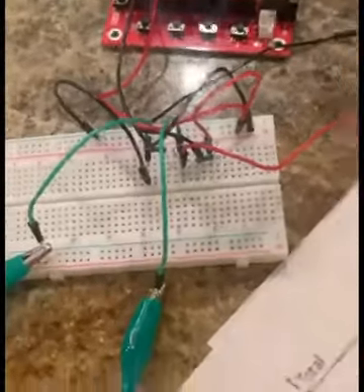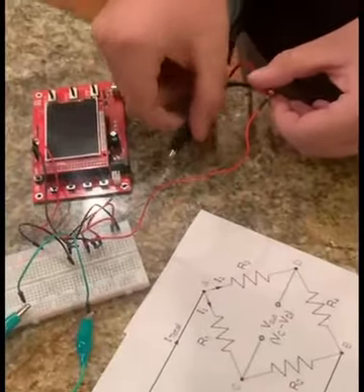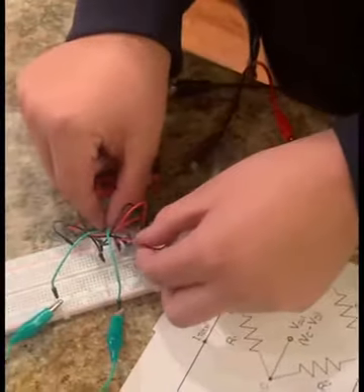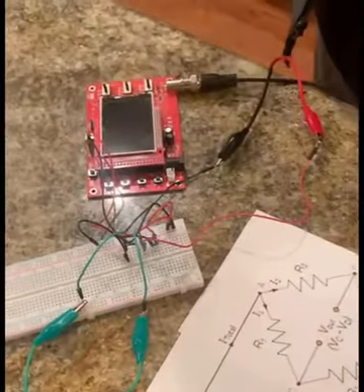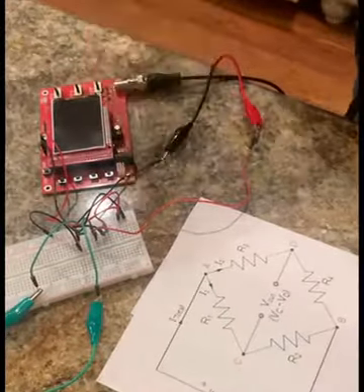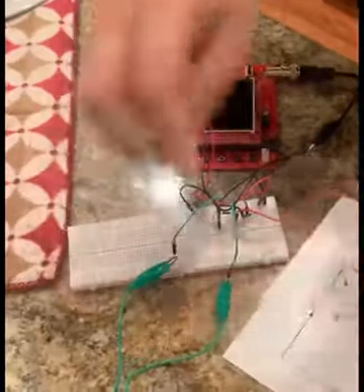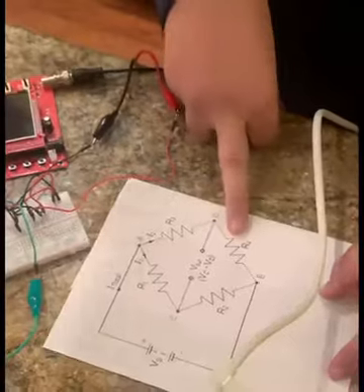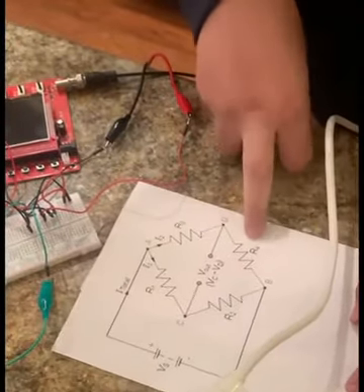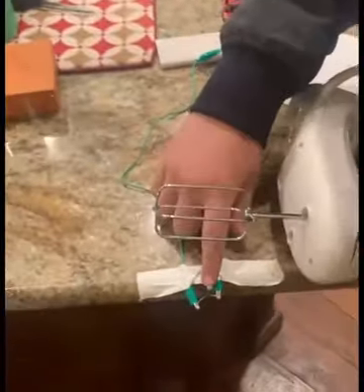This voltage output right here is represented by this red wire and this black wire. You can see them connected right there. I'm getting power supplied to the breadboard right here. And these two green wires right here represent R4, which is going to be my variable resistor. And to make it variable, what we're using is this photoresistor right here.